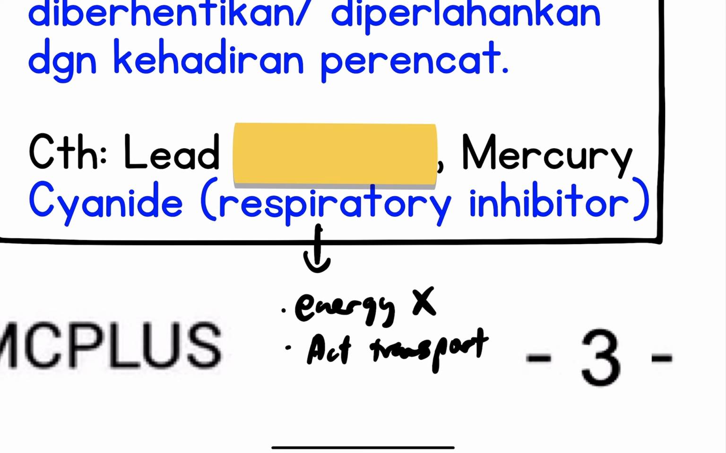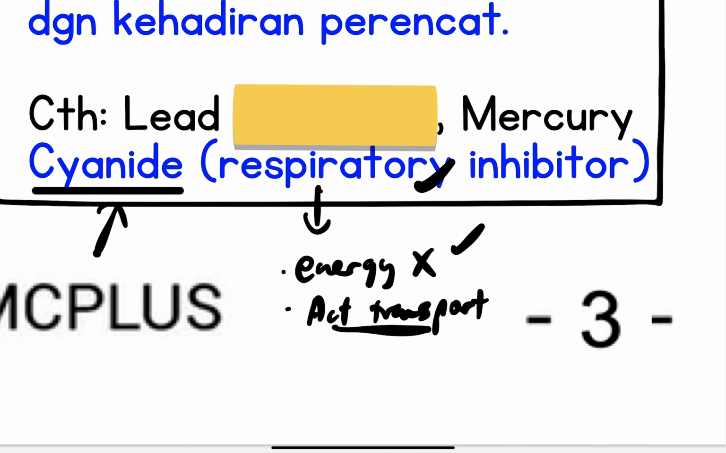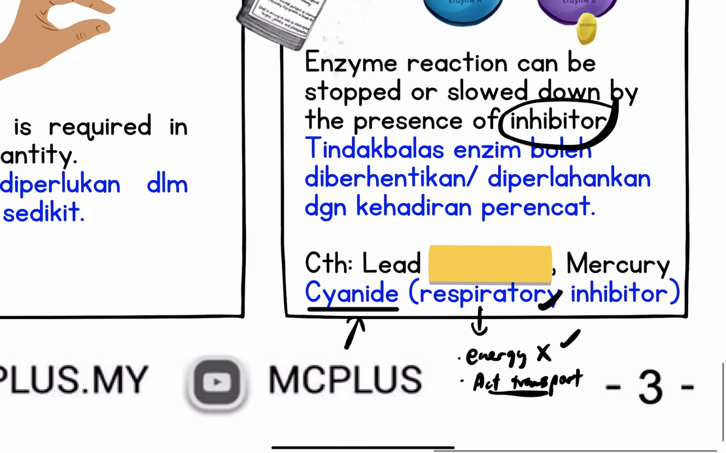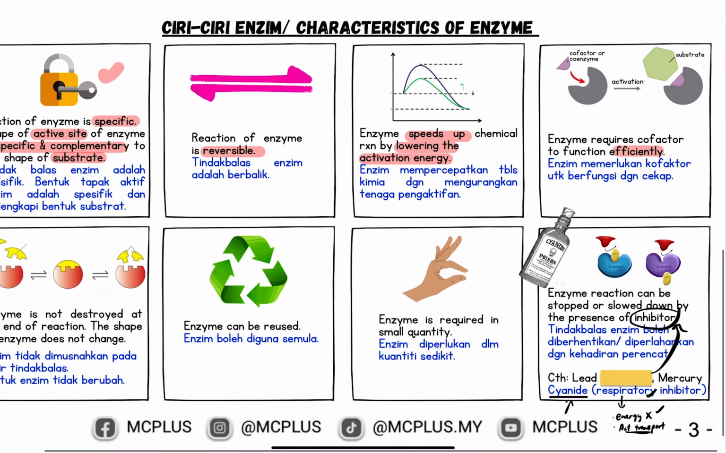Jadi kadang-kadang dia cuma simply mention cyanide is added to the cell, or kita kata cyanide has poisoned a cell. So explain what happened to the active transport, for example. So awak akan relate dengan respiration, relate dengan energy, relate dengan the enzyme is inhibited. Kena sebut juga. Done. So that's the 8 characteristics of enzyme.